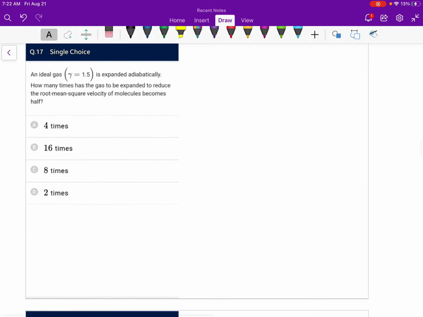An ideal gas is expanded adiabatically. How many times has the gas to be expanded to reduce the root mean square velocity to half? So V RMS is proportional to under root T. So T is proportional to V RMS square. So V RMS becomes half, that means T dash is T by 4.